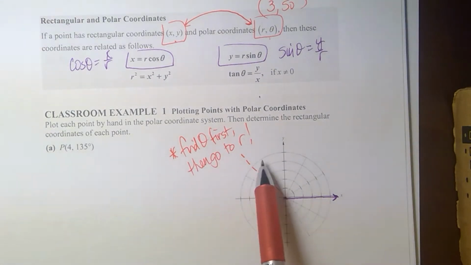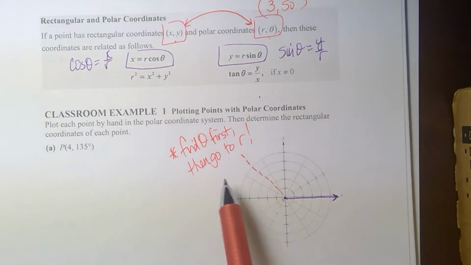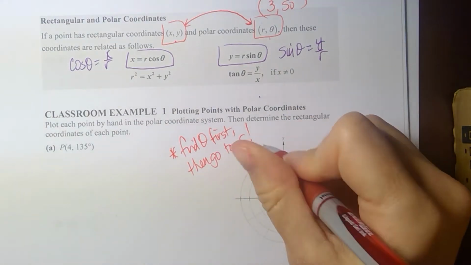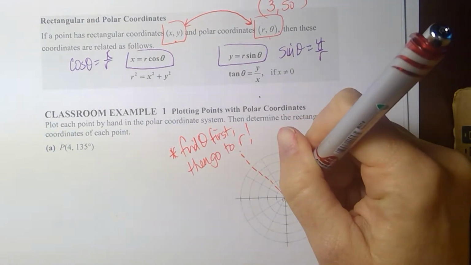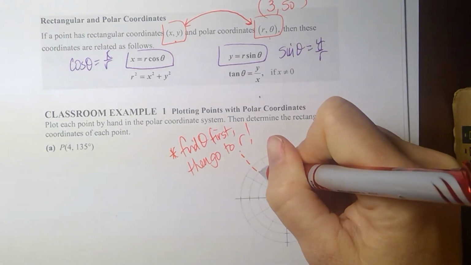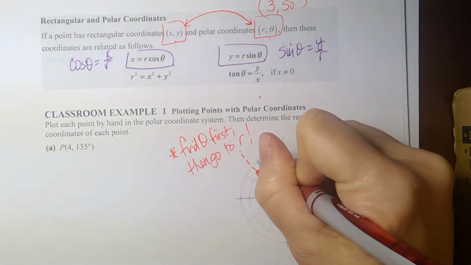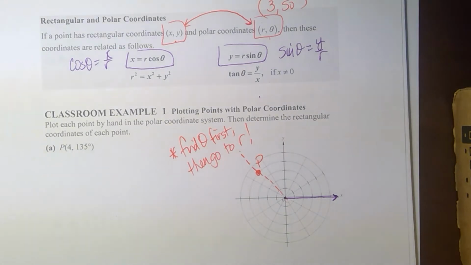And then after I've located theta, pretend that's straight. Then I go to r. r is a positive 4. Positive 4 is 4 loops out. So from the pole, I count out 1, 2, 3, 4. That is where P falls.